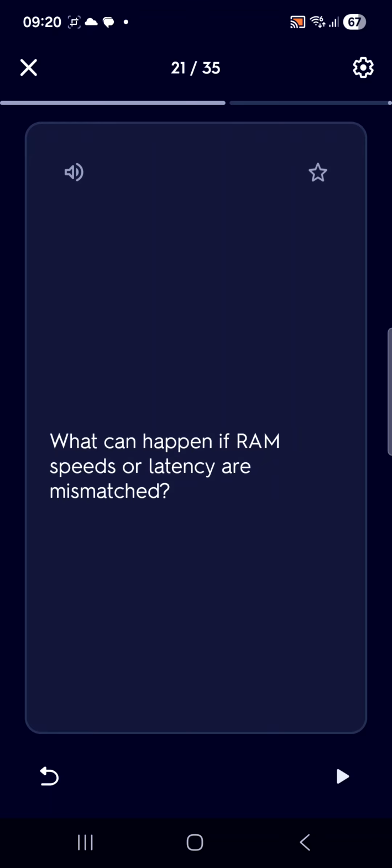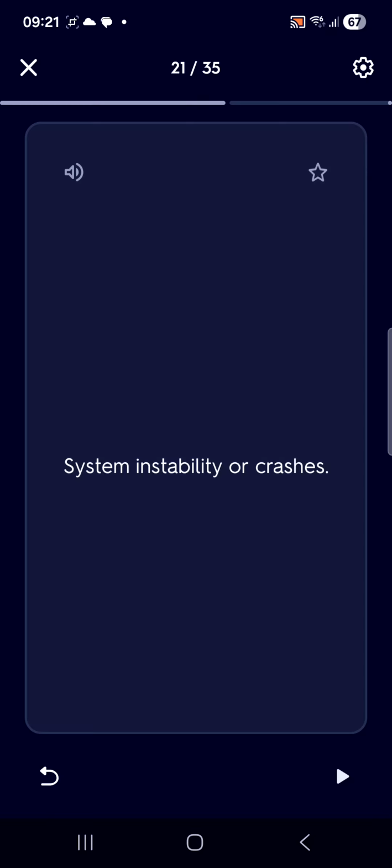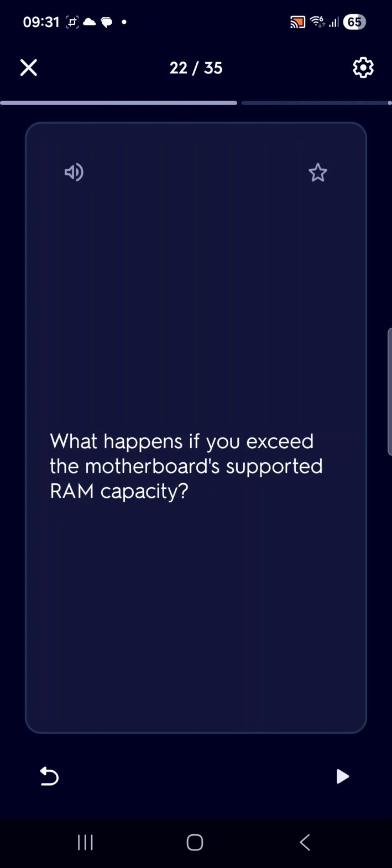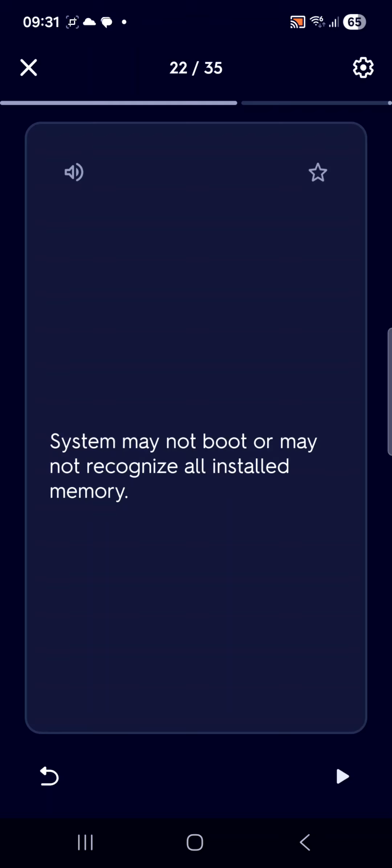What can happen if the RAM speed or latency are mismatched? It causes system instability or crashes. Okay, so what happens if you exceed the motherboard's supported random access memory capacity? The system may not boot or may not recognize all installed memory.